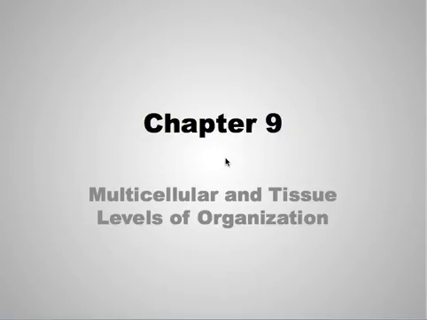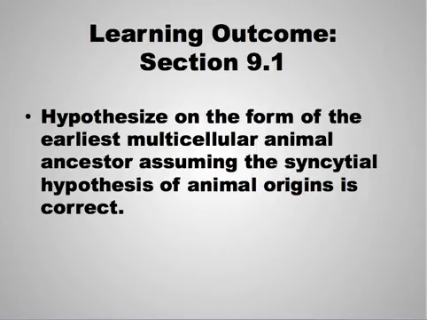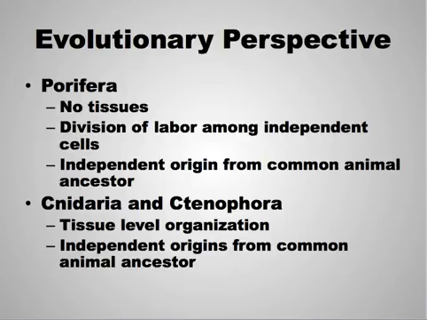Chapter 9 is on the first organisms that actually are true multicellular and have tissues. Those would be, for starters, the porifera, which are the sponges. They don't have tissues, but they do have division of labor among cells. So some of them are organized for food acquisition and for independent function.